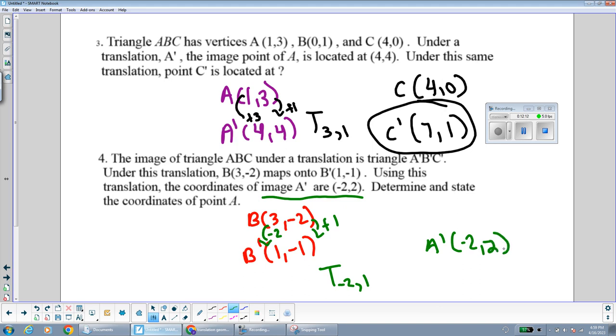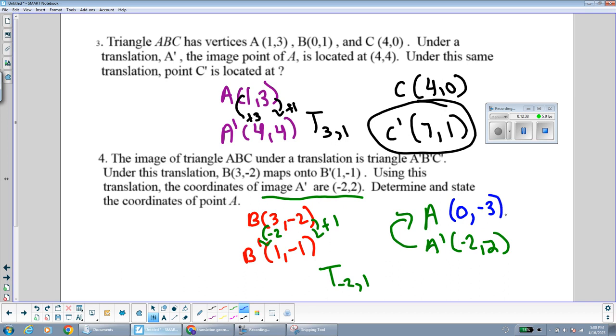We need to figure out what point A was. So we're working backwards. So instead of subtracting 2 and adding 1 to each of the coordinates, we're going to do the opposite because we're working backwards from A prime to A. So instead of subtracting 2, I'm going to add 2. So -2 plus 2 is 0. And instead of adding 1, I'm going to subtract 1. -2 minus 1 is -3.